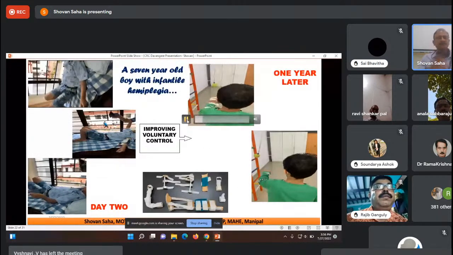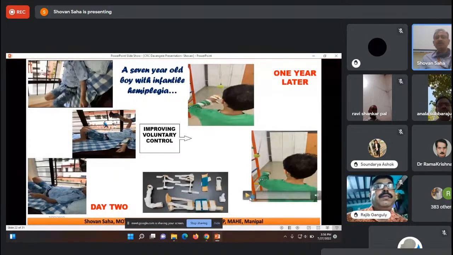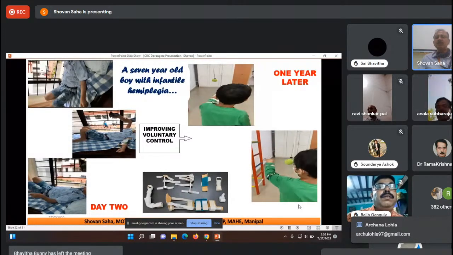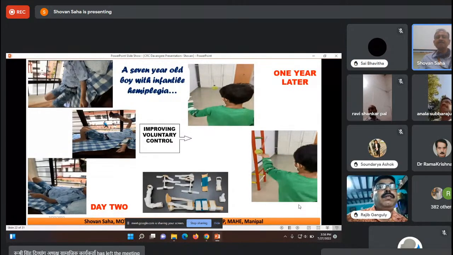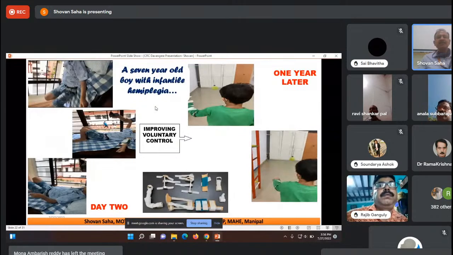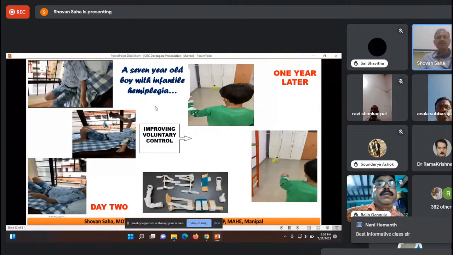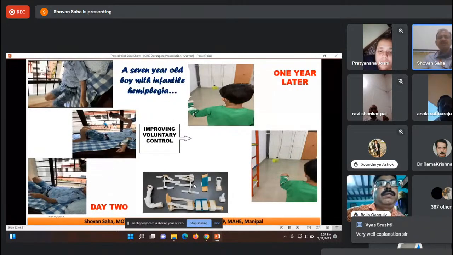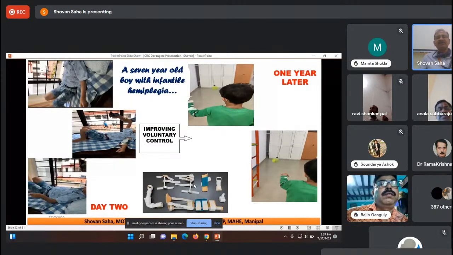After one year, you see this. He can attempt, he can coordinate it, and he can do it without anything. This is a very interesting case because once a year, the father, mother and child fly down from Hyderabad to Manipal. This is the entire set of splints given to them. Every year they bring the entire set, and we make any changes, or if one has to be changed completely, we do it. These seven devices at different joints, they use them, and they come all the way from Hyderabad to Manipal for these seven devices.